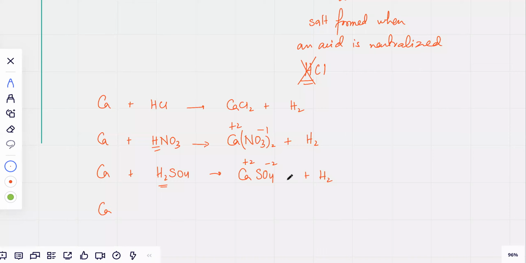And lastly, we can do calcium with phosphoric acid. Same thing would happen. The H is going to get knocked out, so calcium would take its place, and H2 gas is going to be formed. Calcium is in group 2, it has a charge of +2, PO4 is -3. So what's the formula of the salt? Ca3(PO4)2, Ca3 and PO4 in brackets and then 2. So that's what is happening here.